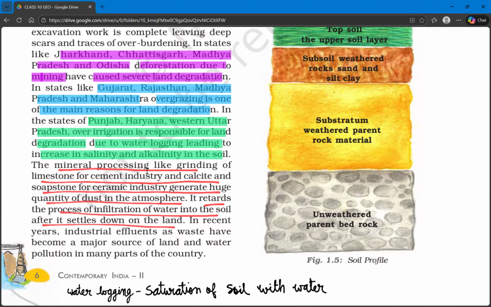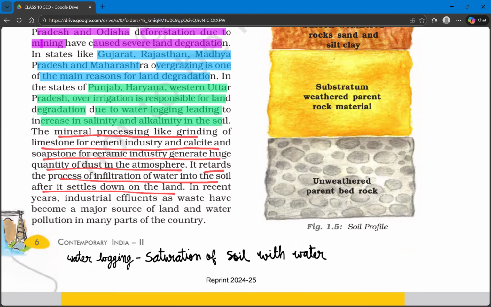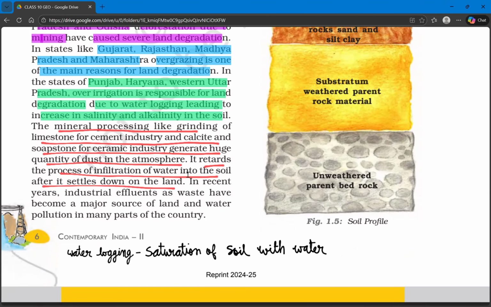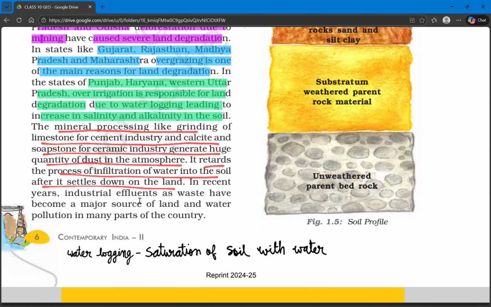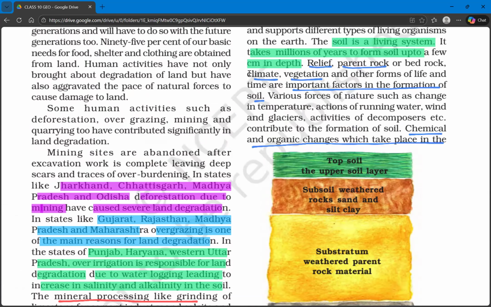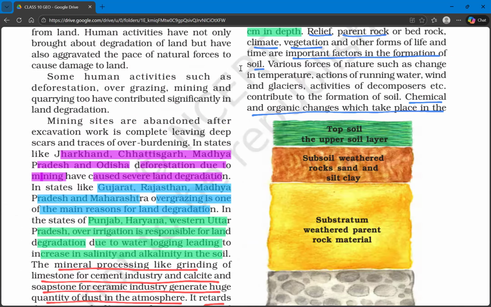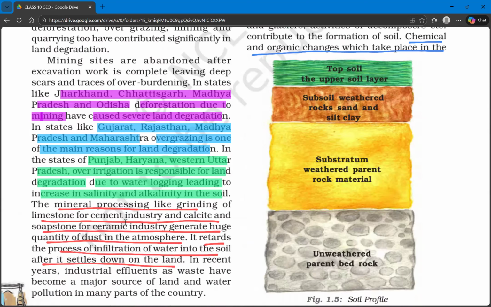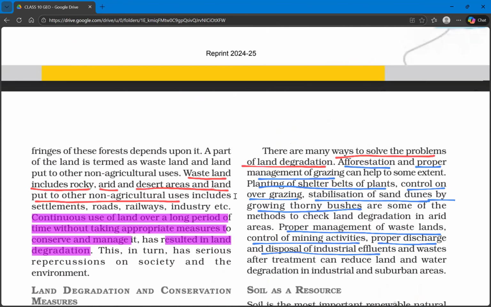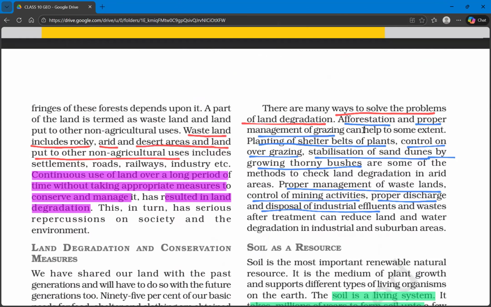The mineral processing like grinding of limestone for cement industry and calcite and soapstone for ceramic industry generates huge quantity of dust in the atmosphere. It retards the process of infiltration of water into the soil after it settles down on the land. In recent years, industrial effluents as waste have become a major source of land and water pollution. So the industrial waste and also the mineral waste like from ceramic industries have also become a major cause of water and air pollution. There are many ways to solve the problems of land degradation.